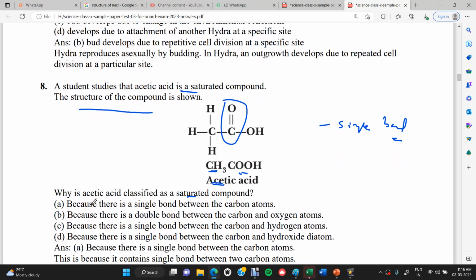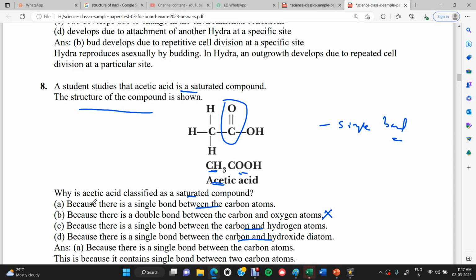There is a single bond between the carbon atoms. There is a double bond between carbon and oxygen. Double bond means unsaturated, so this is ruled out. There is a single bond between carbon and hydrogen atoms, and a single bond between carbon and the hydroxide group. So this is the single bond.